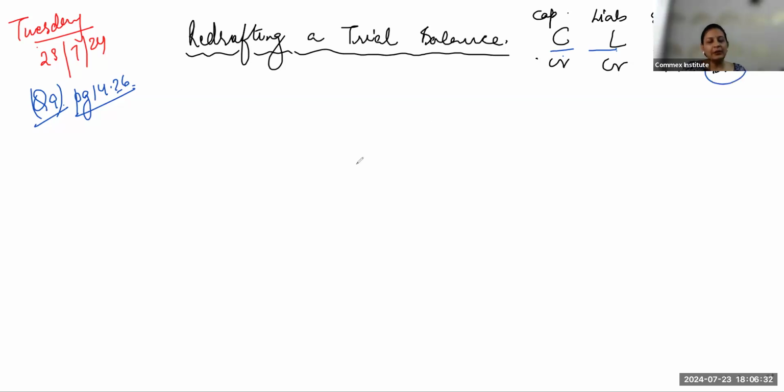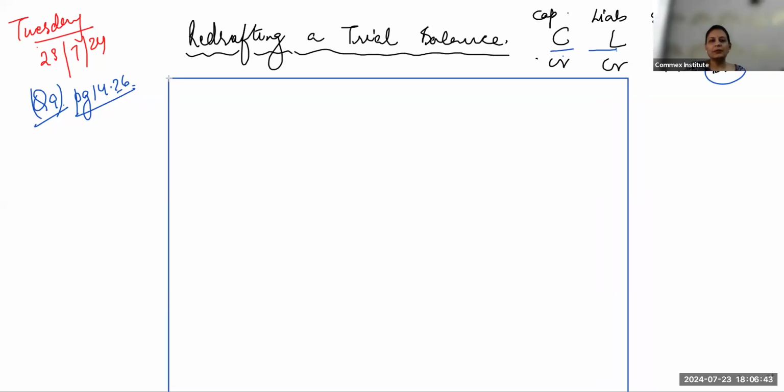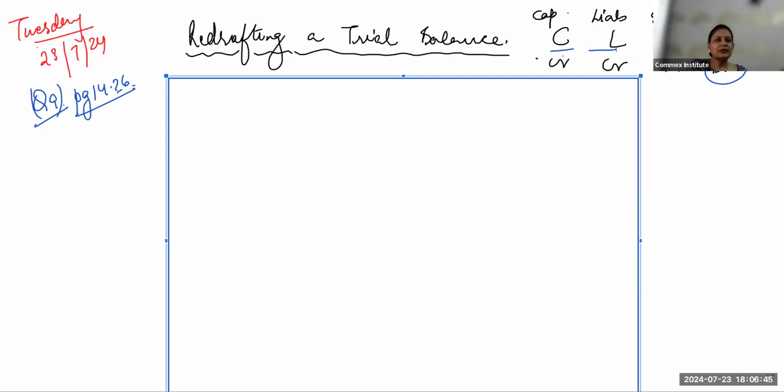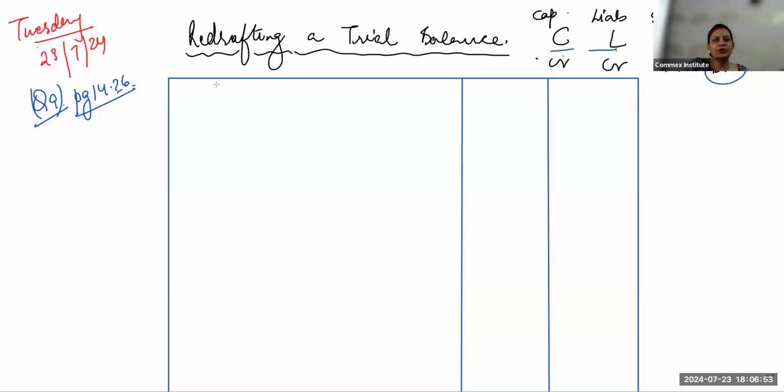So assets will have a debit balance. I've written that also. So that will be put on the debit side of the trial balance. That is how we draft a trial balance. In a trial balance, we've got 2 columns. You need to be more regular, Anushka, since you have missed quite a bit of portion.